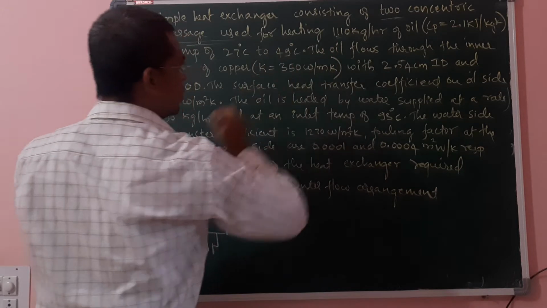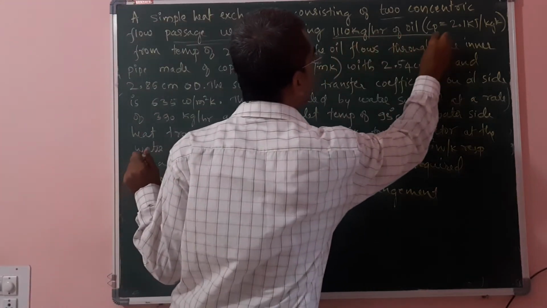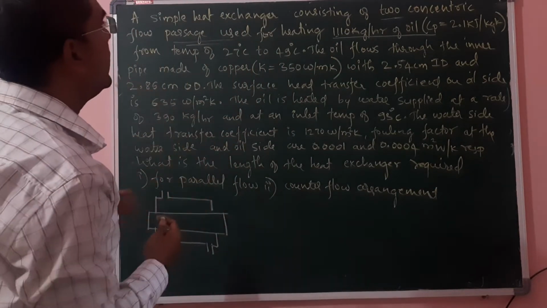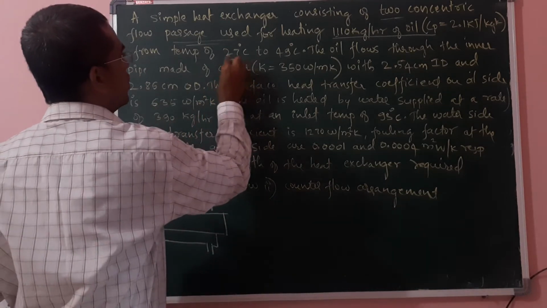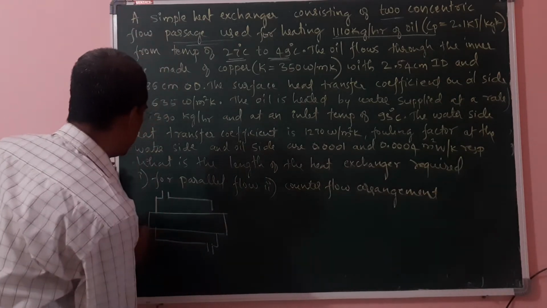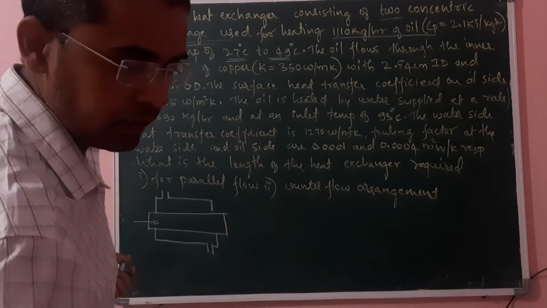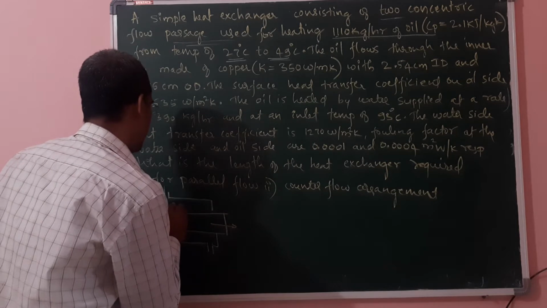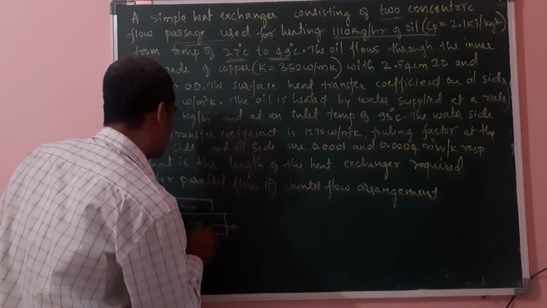Heating oil, it is used to heat the oil, means hot temperature. This is the cold fluid temperature. Oil has to be heated from 27 degrees Celsius to 49 degrees Celsius. I will write, there is one fluid which is flowing like this, and one more fluid which is flowing like this. We have to analyze both parallel flow as well as counter flow, that we will discuss further.